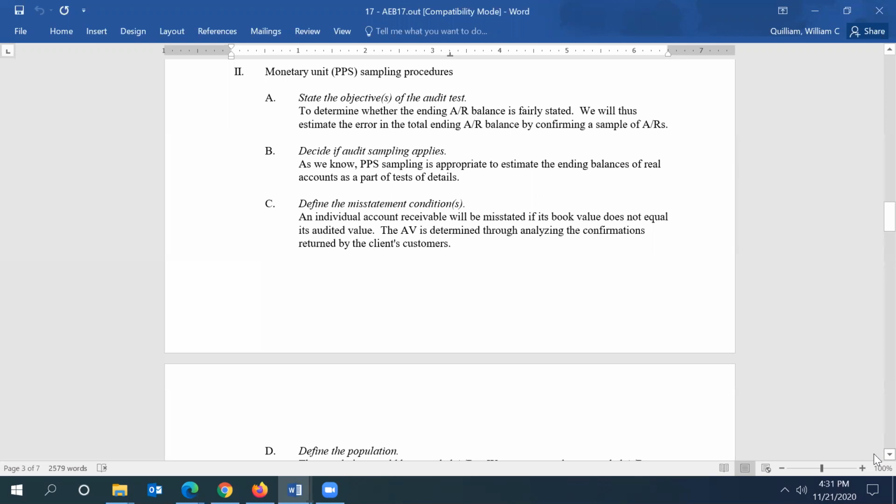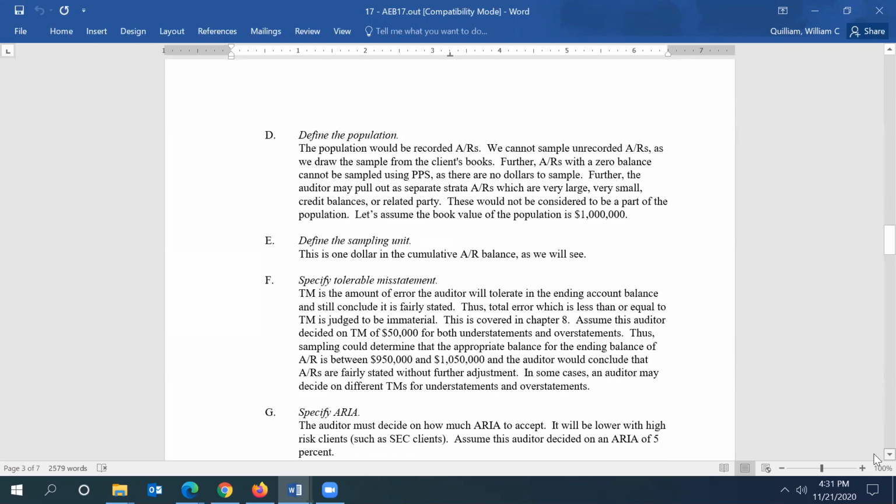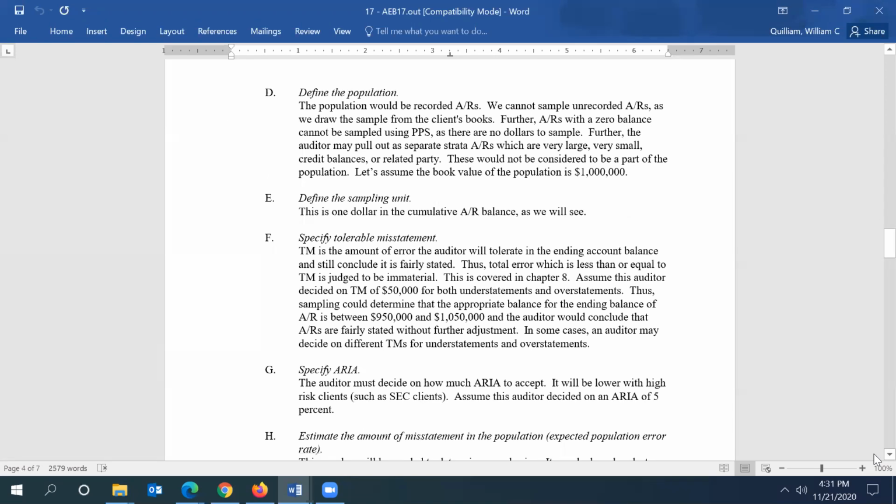Then C, define the misstatement or error conditions. So an individual account receivable will be misstated if its book value does not equal its audited value. And the audited value is determined through analyzing the confirmations returned by the client's customers. So that audited value is the quote unquote correct value.